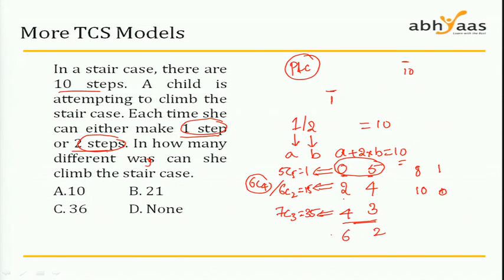Now here total how many steps are there? 8 steps are there. Out of which how many should I choose? I need to choose 2. So 8C2 would be again equal to 28. Just do the calculation after this.